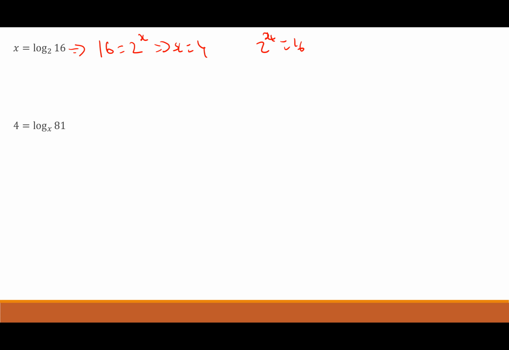Another example, let's work out the base now. So again, we'll rewrite this as 81 equals x to the power of 4. So x must be equal to 3. That's because 3 to the power of 4 equals 81. And lastly, again, let's just rewrite this. We'll have x equals 7, which is the base, squared. So x equals 49.